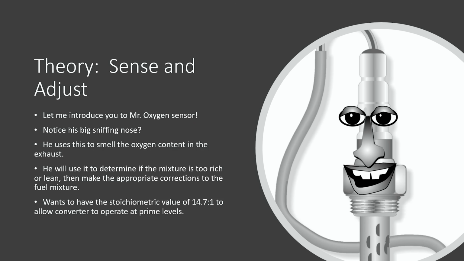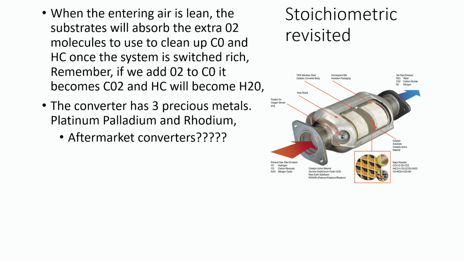But with that being said, the whole theory behind computer controls is all about sense and adjust. And what that basically means is every time that the oxygen sensor senses a lean condition, its response is to go ahead and richen up the fuel mixture. Every time it senses a rich condition, its response is to do the opposite. It needs to do that so the catalytic converter can do its job properly.